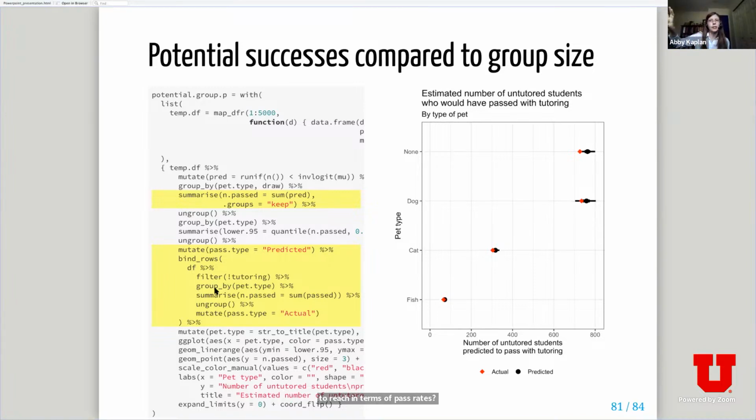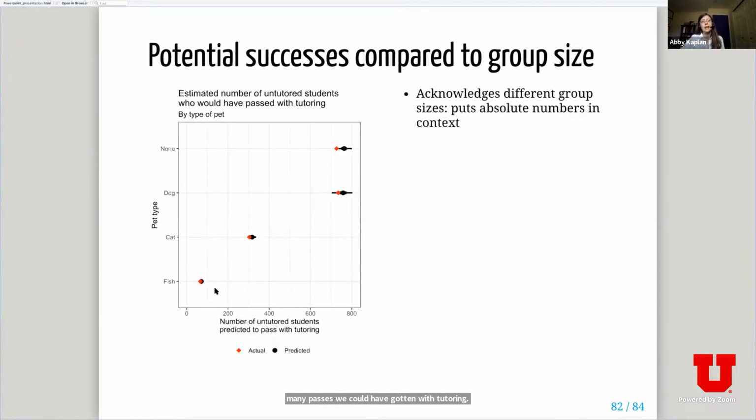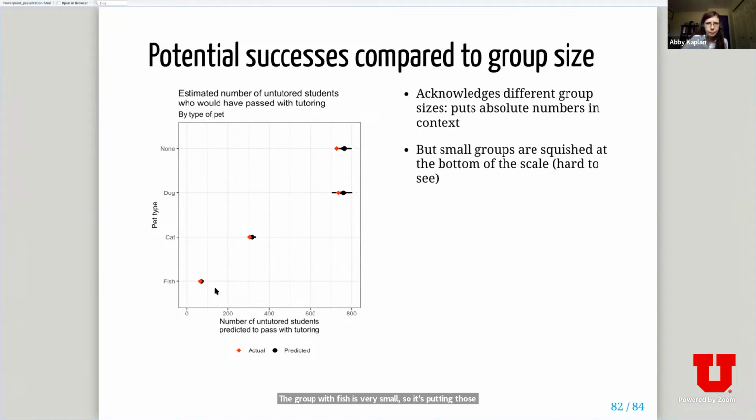And then the black dots aligned show here's how many passes we could have gotten with tutoring. The nice thing about this graph is now we're actually seeing something about the size of the group. It's very obvious that the group with no pet is very large, the group with fish is very small. So it's putting those counts in context, which is helpful.